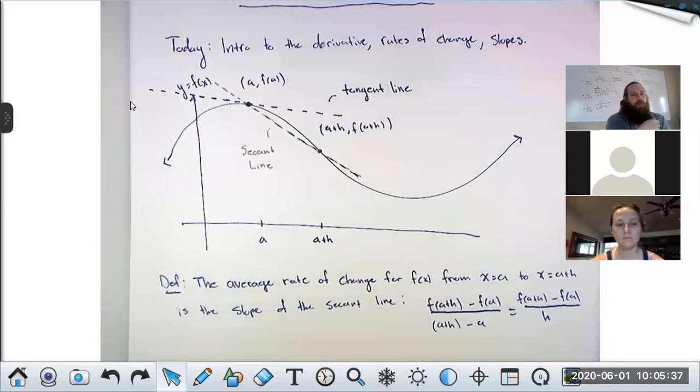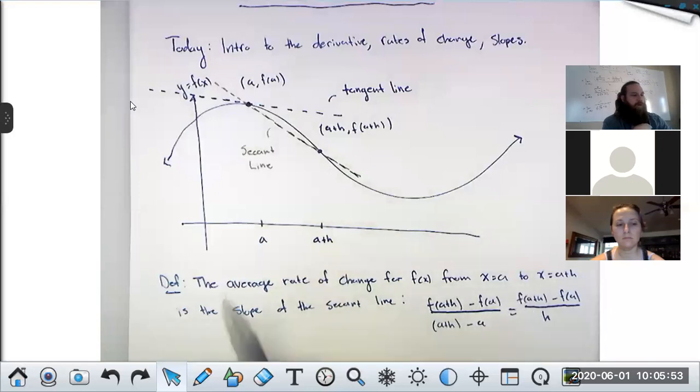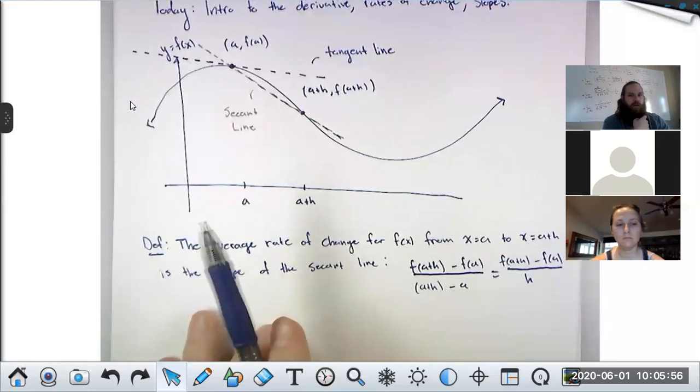So what I'm after, the instantaneous rate of change for this function, the slope of the function at a point, is also called the slope of the tangent line. And the way we get that is by sending h to 0 in this formula down here for the slope of the secant line.